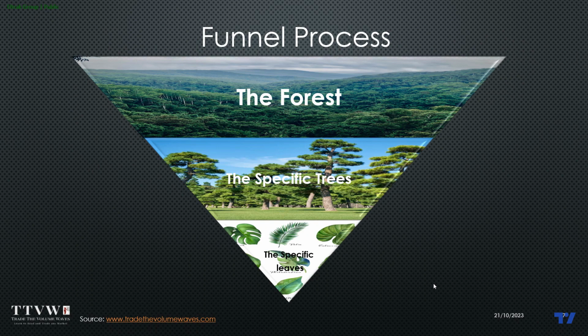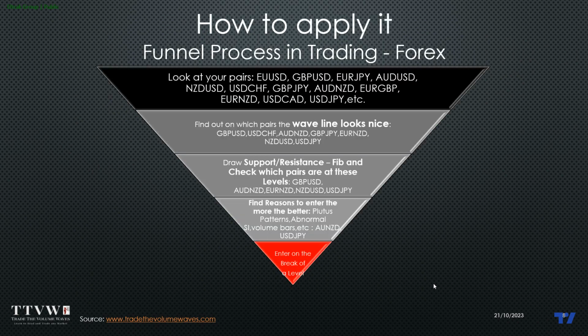So basically, at the top, you've got all your pairs, the forest. You've got 21 pairs, stocks, indices, whatever. Then you try to focus on some of these pairs, okay? So you're looking at these trees now, specific trees. And then at the end, you try to place an entry on some of these trees, and this is your specific leaves. So let's look at how to apply this funnel process.